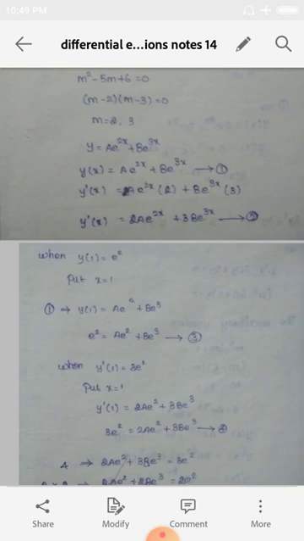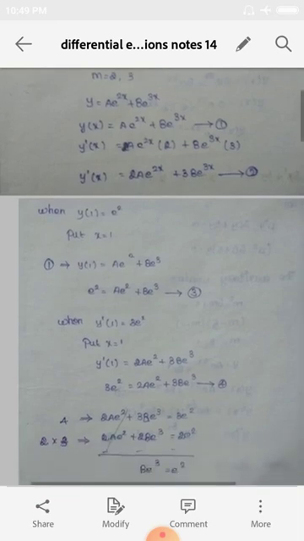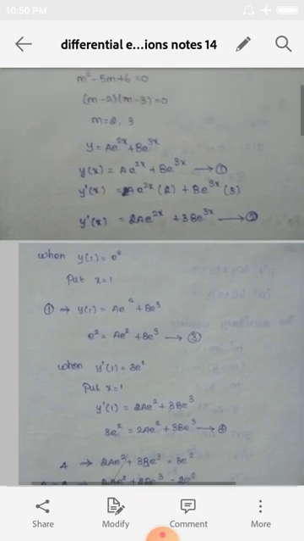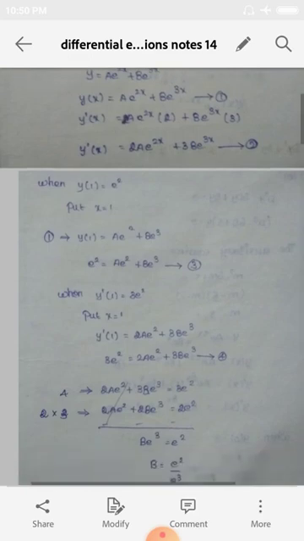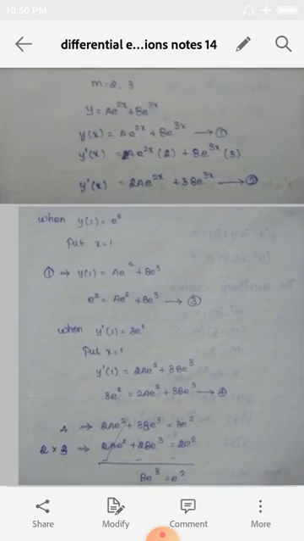Therefore, what is the equation? y of x is equal to a into e power 2x plus b into e power 3x. Mark it as equation number 1. Next, we have to differentiate y of x. That is, y dash of x: a is a constant, so keep it as it is, into the differentiation of e power 2x, which is e power 2x into 2, plus b into e power 3x into 3. So we get y dash of x is equal to 2a e power 2x plus 3b e power 3x. Mark it as equation number 2.